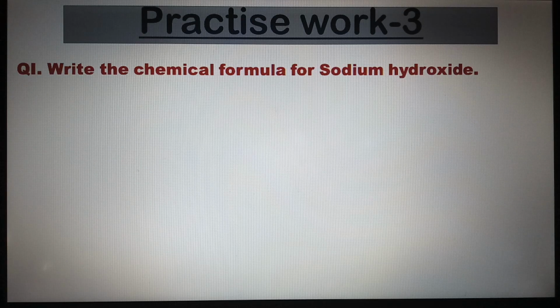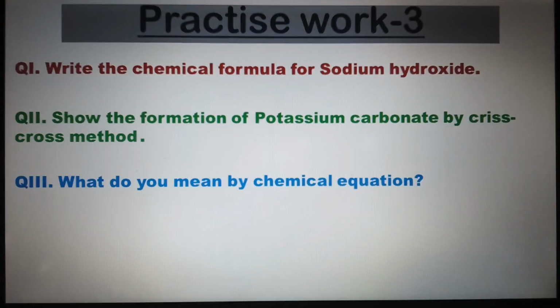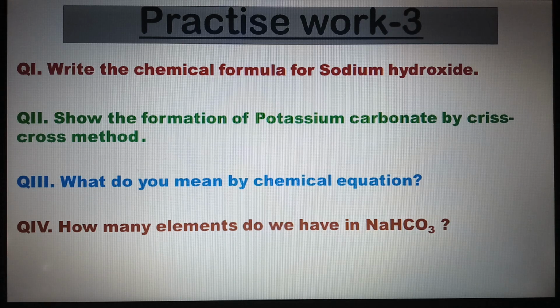Now let us go with practice work number 3. Hope you completed practice work 2 and 3, and even the one worksheet which is already uploaded on Google Classroom. Go through all these questions and complete them properly.